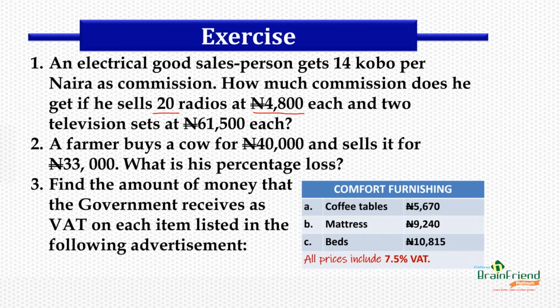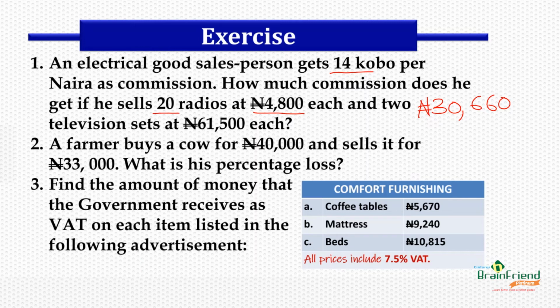Now, when we put those figures together, we would have 219,000. And then, since he gets 14 kobo on each naira, we'll multiply 219,000 by 14. And that will give us 3,066,000 kobo. So to find the value of that money in naira, we'll divide 3,066,000 by 100, and that will give us 30,660 naira for the first question.